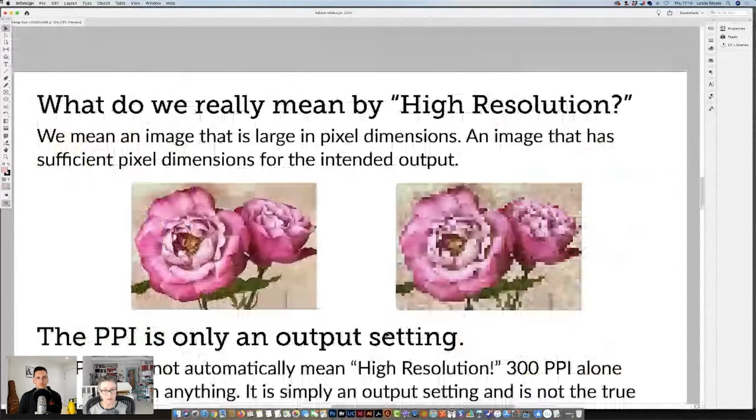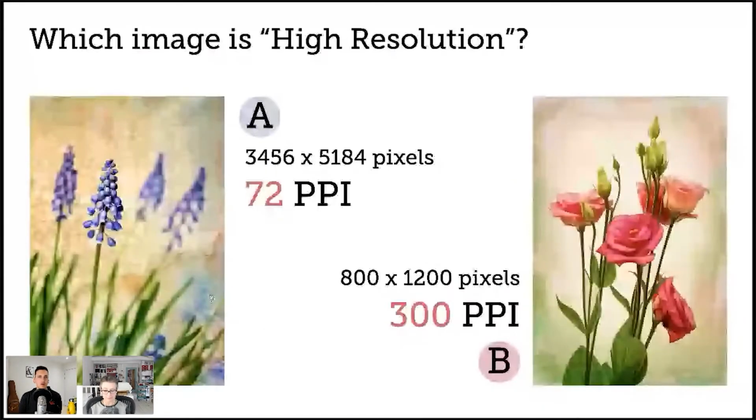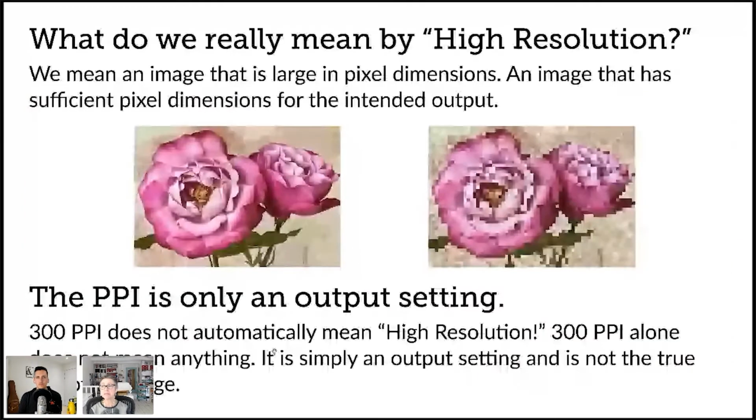So you were saying the answer was A in that case? The answer was A, in my opinion, because I think that high resolution really means an image that has sufficient pixel dimensions for the intended output. And in this case, we meant an image that is large in pixel dimensions. And the PPI is only an output setting.